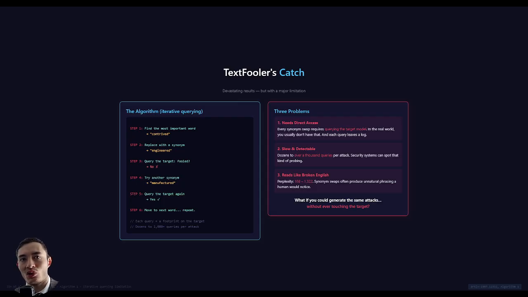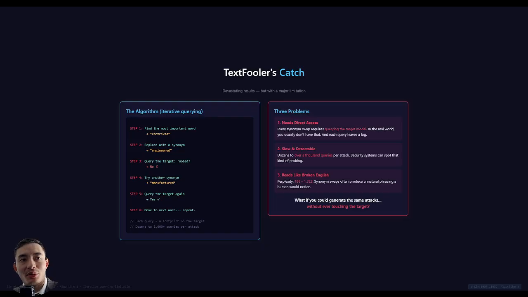So the interesting thing is that TextFooler has a catch. Every synonym swap requires querying the target model in an iterative process. So we say, did that fool it? No, try again. Did that work? Still no, try again. Dozens to over 1,000 queries per attack, and each query will make a log more and more detectable. So part of the three problems is that you need to have direct access to the target, and in the real world, you don't usually have that.